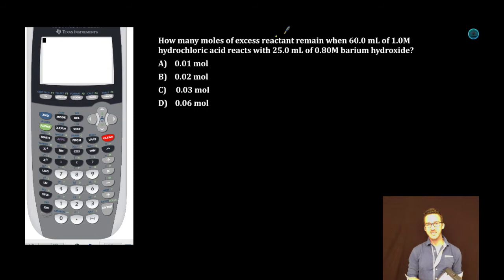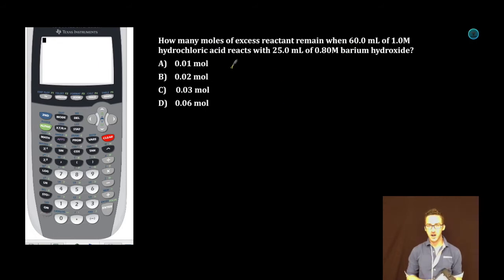How many moles of excess reactant remain when 60 milliliters of 1.0 molar hydrochloric acid reacts with 25 milliliters of 0.8 molar barium hydroxide? Oh my goodness, we're talking excess reactants here, which means I probably need a reaction to look at in order to better understand this problem.